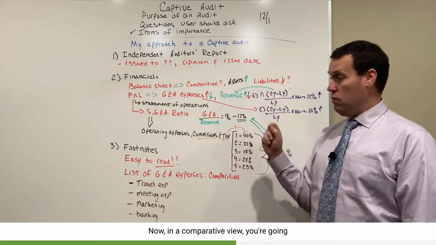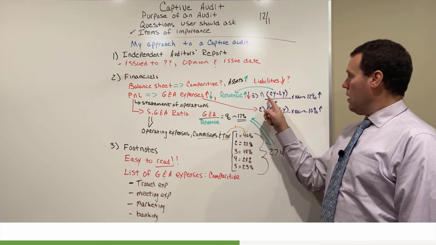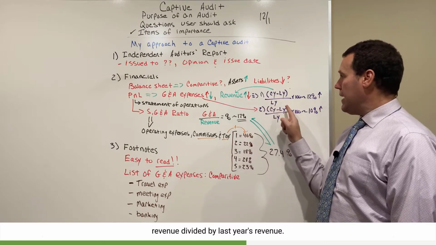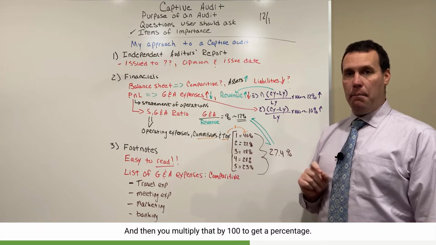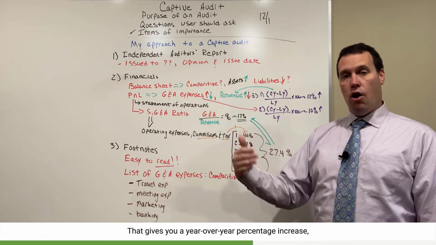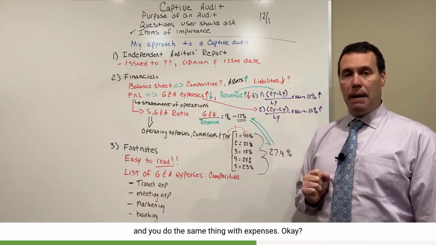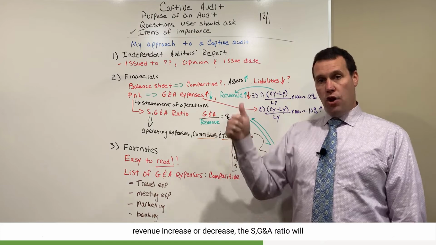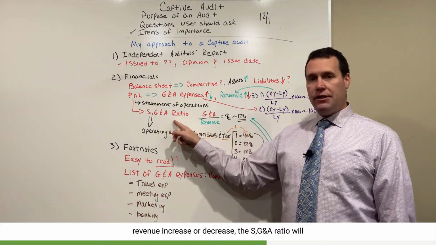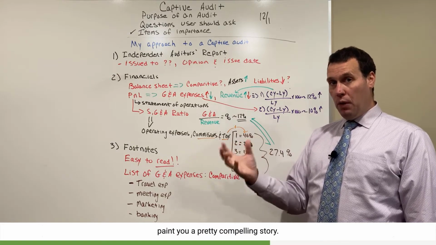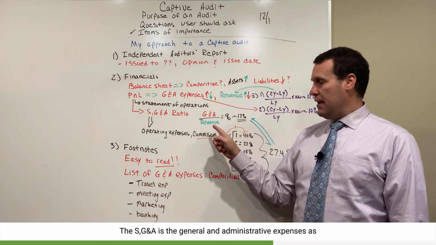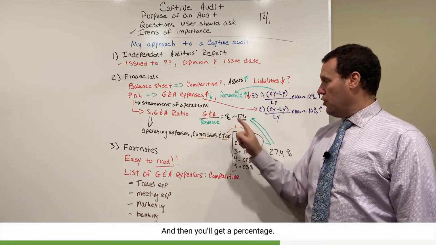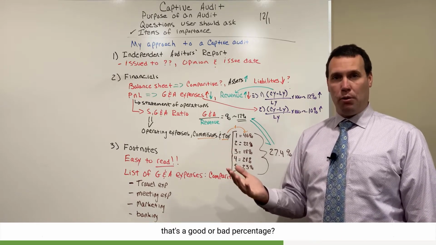Now, in a comparative view, you're going to want to plug in these calculations: the current year revenue minus last year's revenue, divided by last year's revenue, and then you multiply that by 100 to get a percentage. That gives you a year-over-year percentage increase. And you do the same thing with expenses. When you understand the year-over-year revenue increase or decrease, the SG&A ratio will paint you a pretty compelling story. The SG&A is the general and administrative expenses as listed in the P&L divided by the revenue, and then you'll get a percentage. Well, how do you know if that's a good or bad percentage?